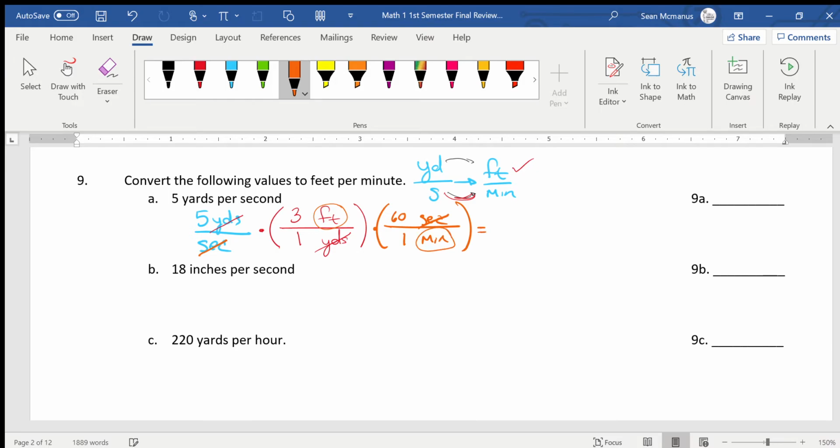So I just multiply my numbers across the top. 5 times 3 is 15 times 60. Let's go this way. That would be 60 times 5 is 300 times 3 is 900. I like that better. So you got 900 on top and 1 on the bottom, right? 1 times 1 times 1, 900 feet per minute.